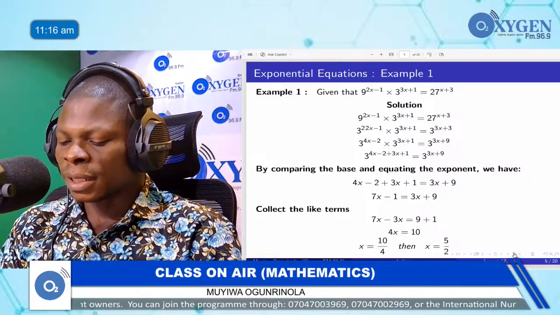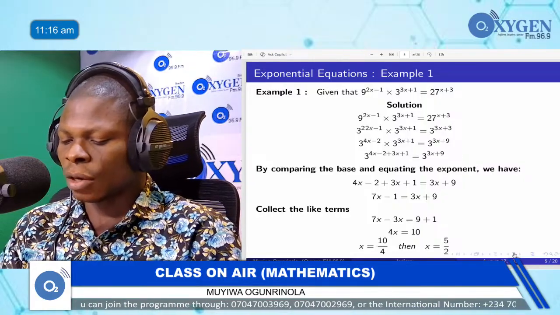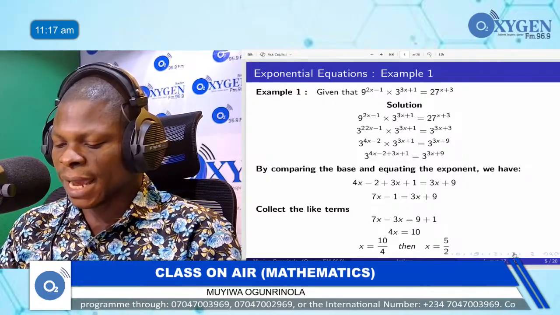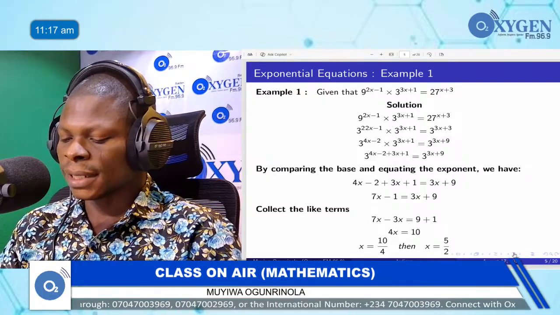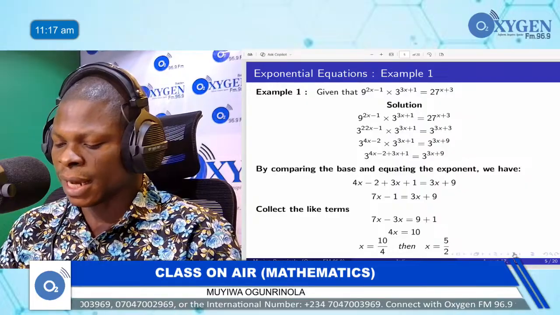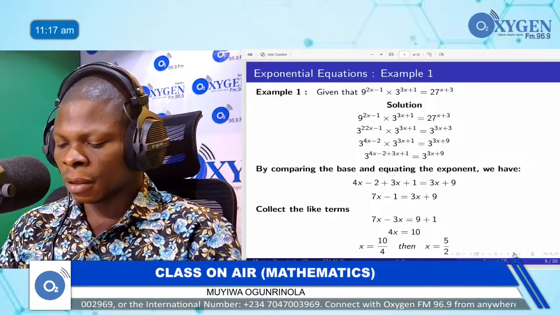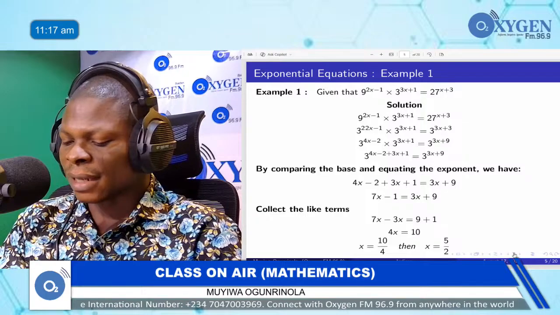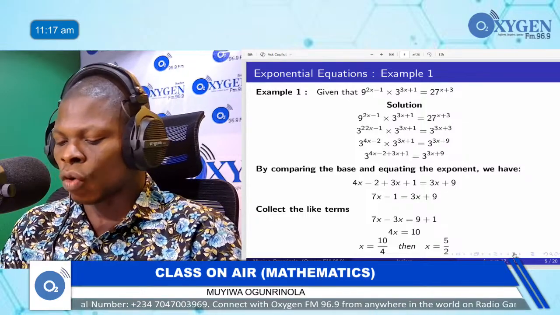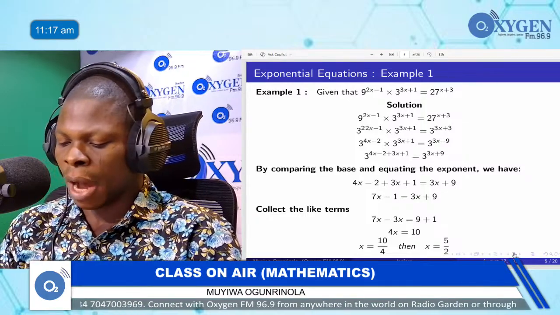It will now be 3 raised to power 4x minus 2 plus 3x plus 1 is equal to 3 raised to power 3x plus 9. So you can see that the right hand side and the left hand side have the common base. Then you need to equate the power. That's it.